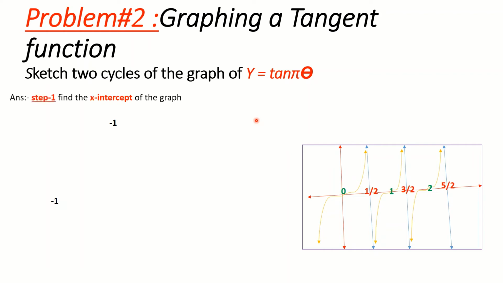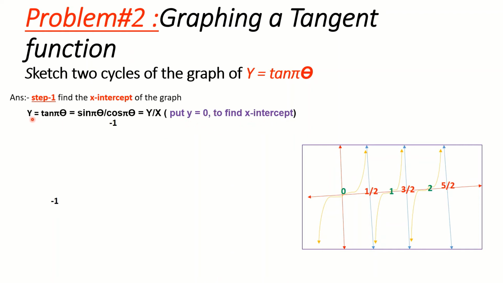In this part, firstly, we have about 3 steps. The first one, step 1, find the x-intercept of the graph. Where does the graph cross the x-axis? How can I find this? You just put y equal to 0 to find the x-intercept. As usual, when you are looking for the x-intercept, always make y equal to 0.